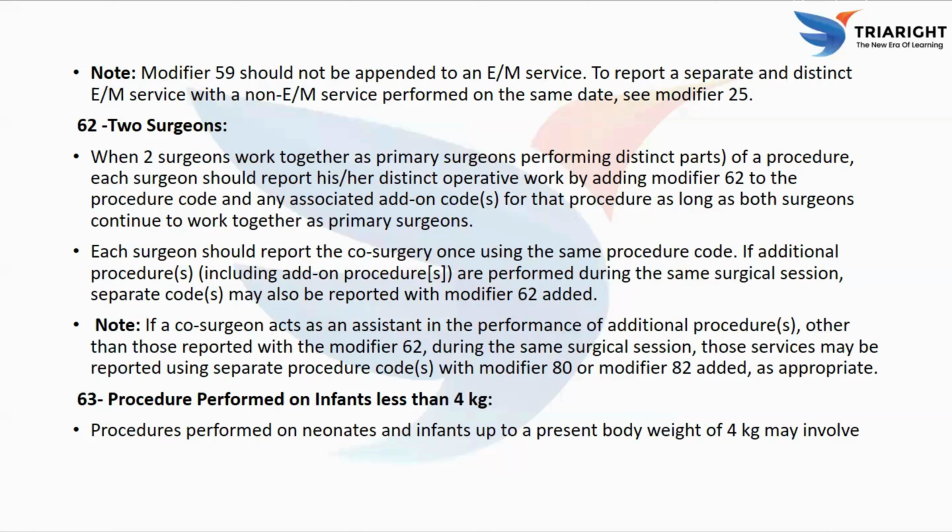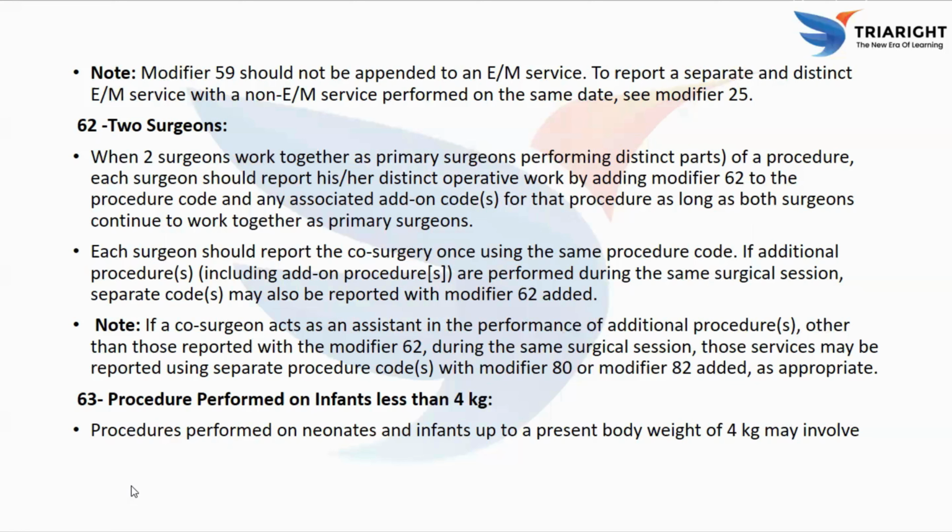If one of the surgeons acts as an assistant for another additional procedure, then you have to use modifier 80 for assistant surgeon, or modifier 82 for assistant surgeon when a qualified assistant is not available. But do not use modifier 62 in that situation. Modifier 62 is strictly for two main surgeons who do the surgery together.